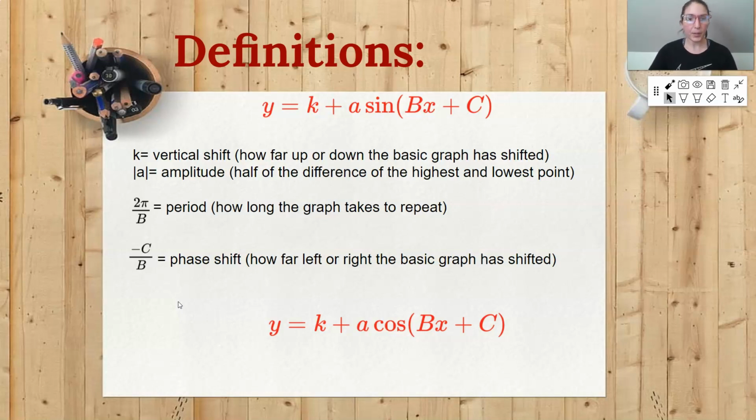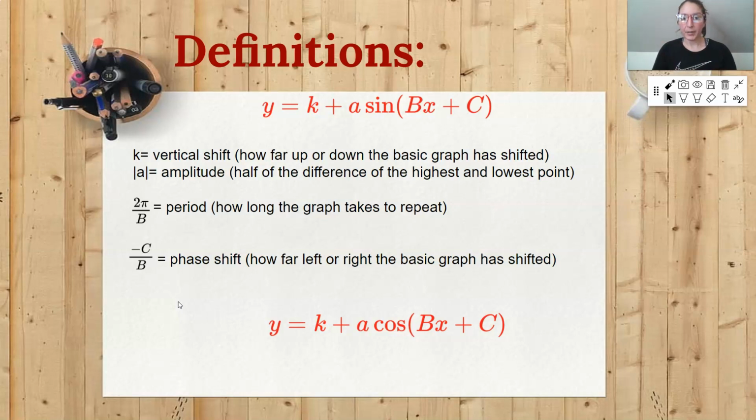The k variable controls the vertical shift. So how far up or how far down the original base graph of sine or cosine is shifted. The absolute value of a, so a could be positive or negative, but we only care about its absolute value. That's the amplitude. That controls basically how stretched out or flattened our graph is going to get. This b piece right here has influence over the period, or how long the graph takes to repeat itself. And then phase shift is what the c, actually c and b, have control over. And this is basically just horizontal shift left or horizontal shift right.